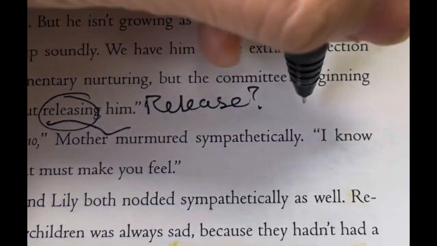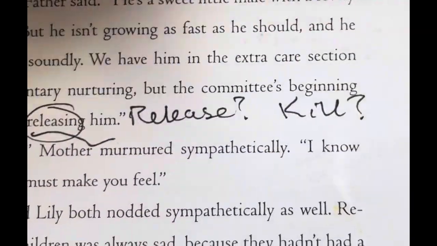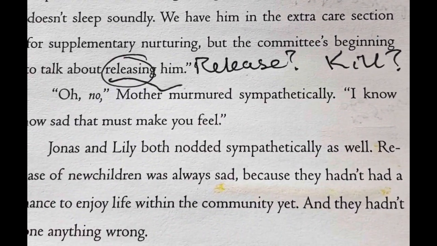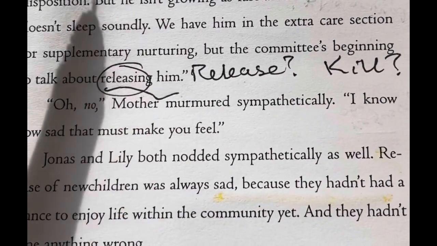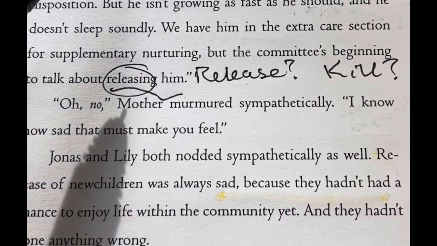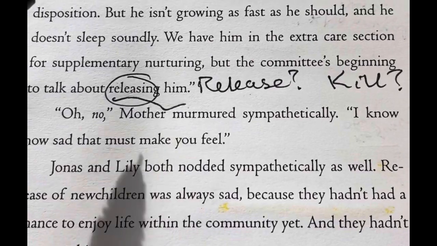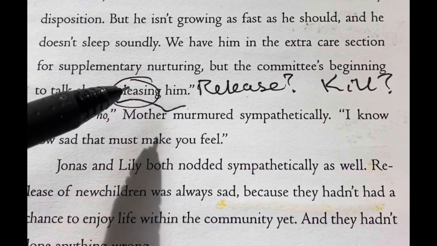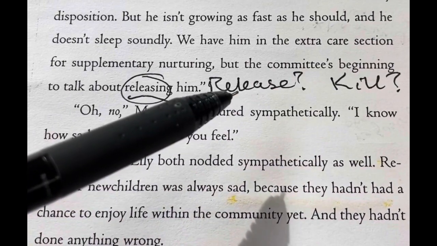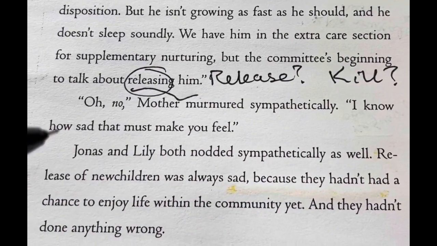Release? That makes me think that release means to kill. Because it's one thing to release someone from their job. That sounds like you're fired. But if you're releasing a baby, you can't fire a baby. So it seems like in this community, if people mess up too much or they don't grow enough, they kill them? I don't know. We'll look for more evidence.